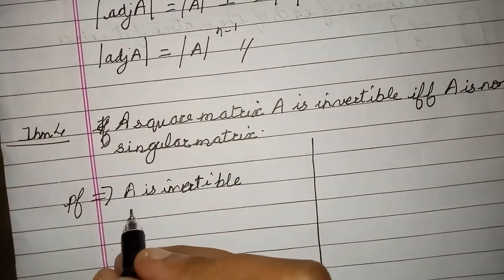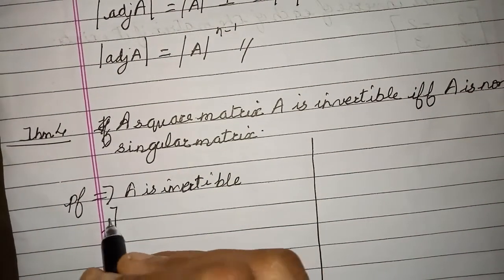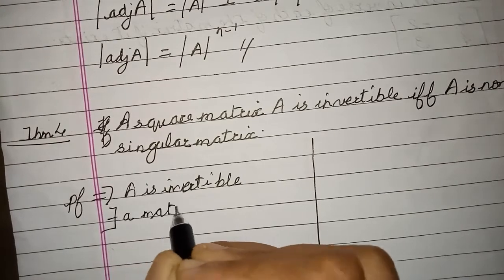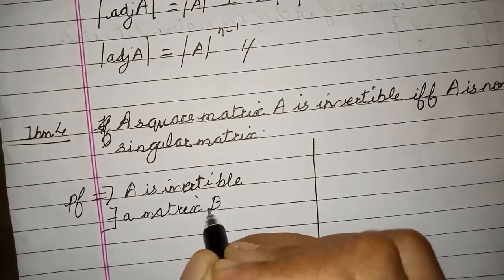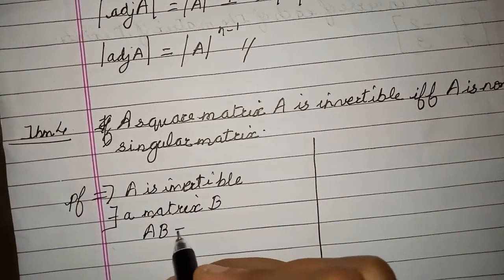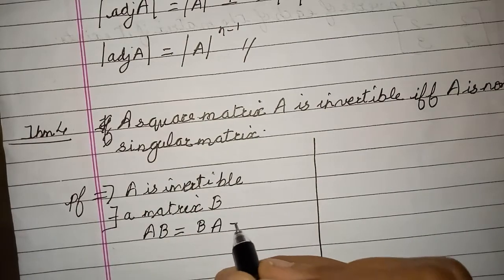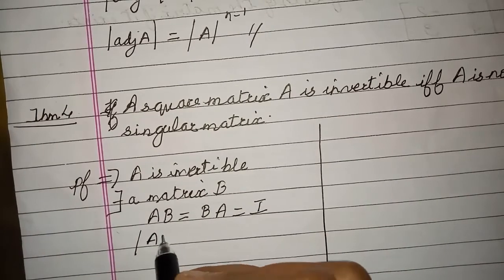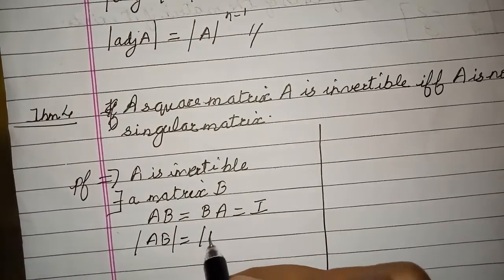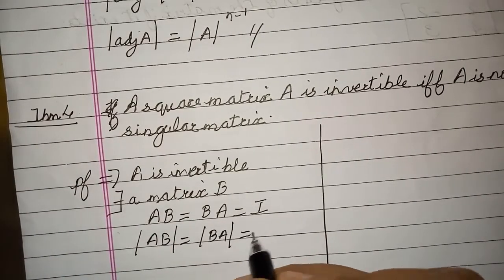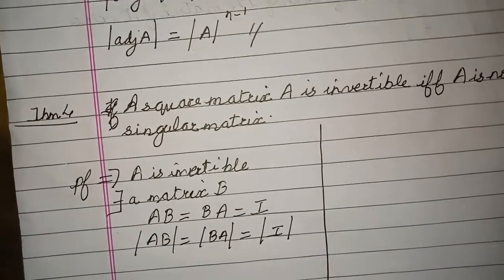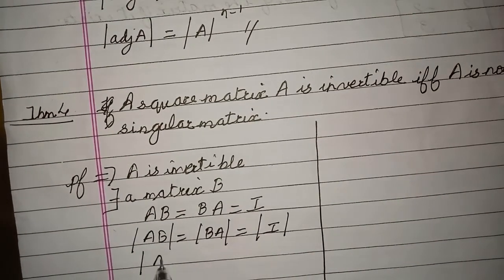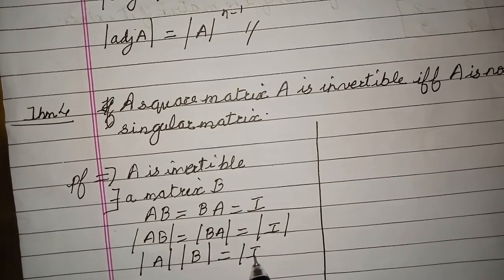Just now we have studied that if A is invertible, there exists a matrix B. Just now I have revised the definition such that AB is equal to BA is equal to I. So this means if I apply determinant, determinant of AB will be the same as determinant of BA, the same as determinant of I. We have already studied that determinant of AB is nothing but determinant of A times determinant of B, which is equal to determinant of I.